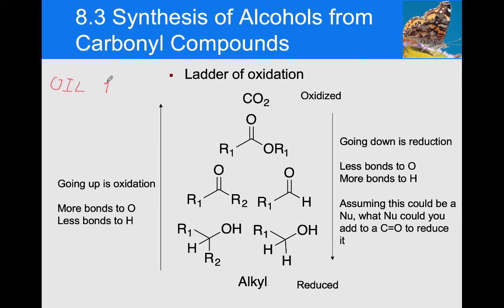OIL RIG: oxidation is loss of electrons, reduction is gain of electrons. In general chemistry, you probably assigned oxidation numbers and saw which ones go down and which ones go up, and that determined what was oxidized and reduced. That's totally doable, and we can do that.